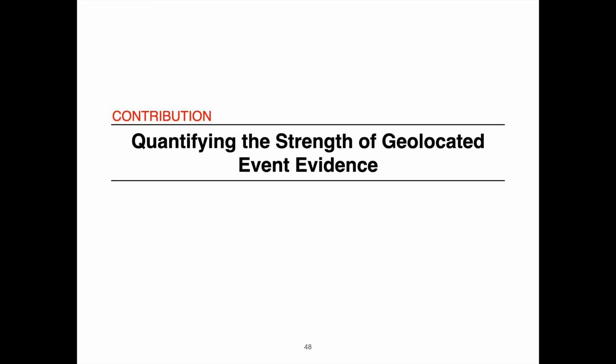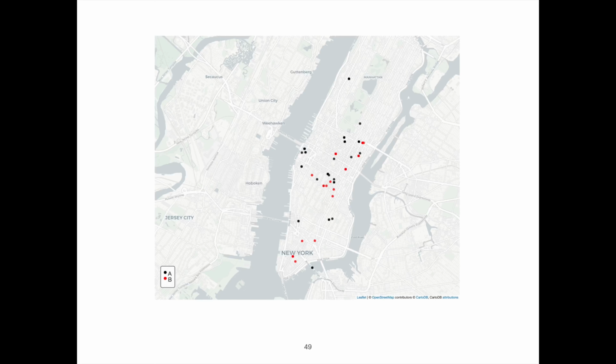Okay, so let's talk about quantifying strength of geolocated event evidence. And here what we're going to be looking at is some bounded region. So here we have Manhattan Island in New York. Our data, our evidence, now becomes sets of locations in this region. So A, for example, would be the set of black points that are locations of some type of event occurring on a device. And then B would be locations of events of some different type or some different time period. And we're interested in determining how likely it was that the same person generated the black points and the red points here.